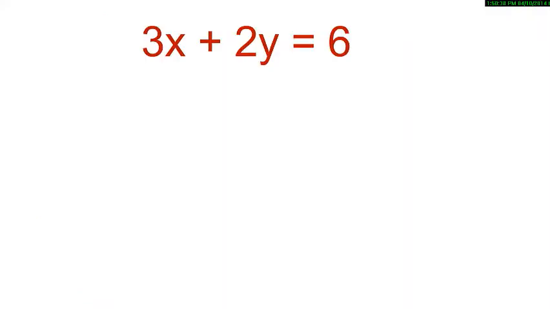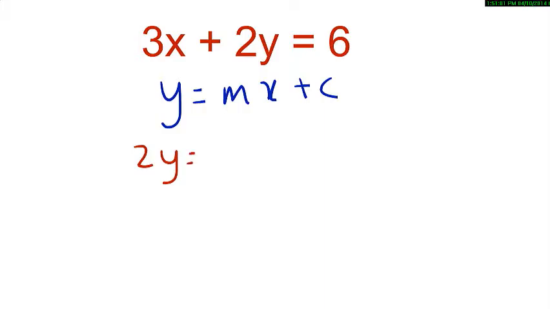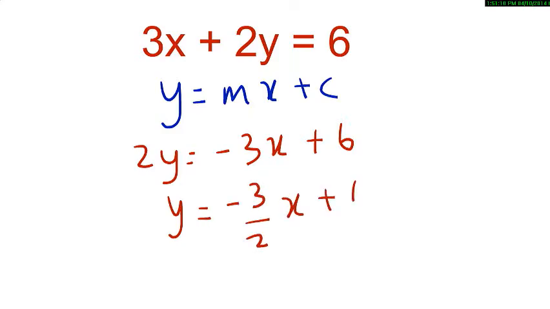Let us look at this equation again. 3x + 2y = 6. The general equation of any line is of the form y = mx + c. So y is the subject of the formula. Can we make y the subject of the formula in this equation? So we can say that 2y = -3x + 6, or y = -3/2 x + 6/2, which is nothing but y = -3/2 x + 3.